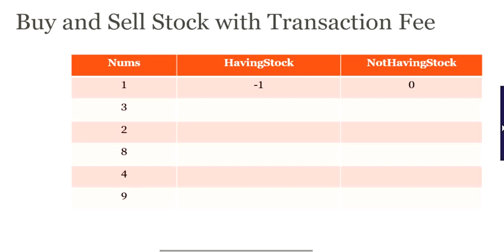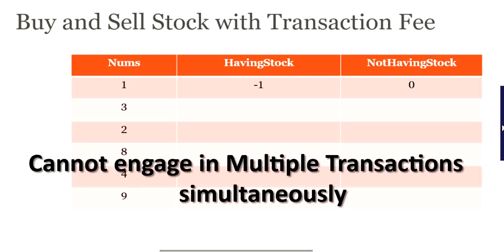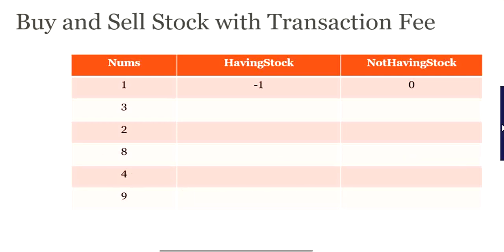So now the problem statement clearly states that we cannot engage in multiple transactions simultaneously. That is, if we are going to sell a stock, we should have only one stock in hand. We cannot buy more than one stock before selling it. So now at the end of any day in a transaction, we can either be in this state, that is having a stock in our hand, or not having a stock in our hand. And this table or the variable represents the amount we are having in our hand at the end of the day being in that state.